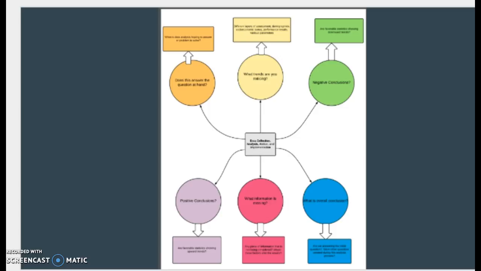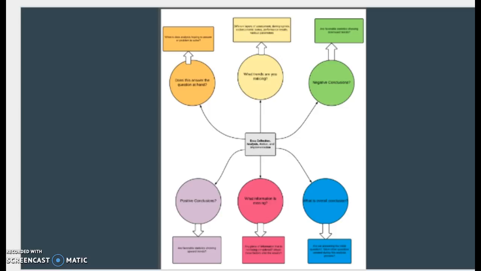Are there negative conclusions? Are favorable statistics showing downward trends? Is this going in a place that affects the school, affects the community, students? What is it negative toward? And then in return, what are the positive conclusions? Sometimes there can be an inverse relationship between the negative and the positive conclusions and what they affect. And so diving into that and really being clear with the difference of those.